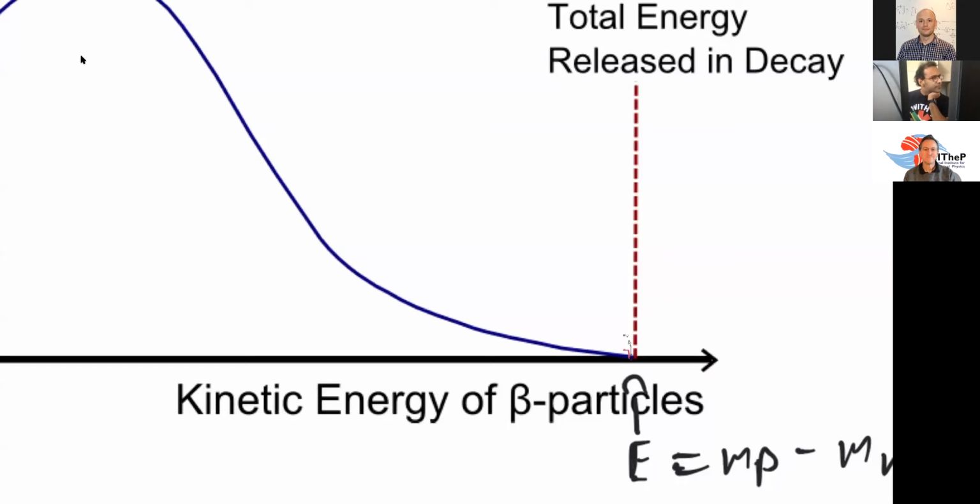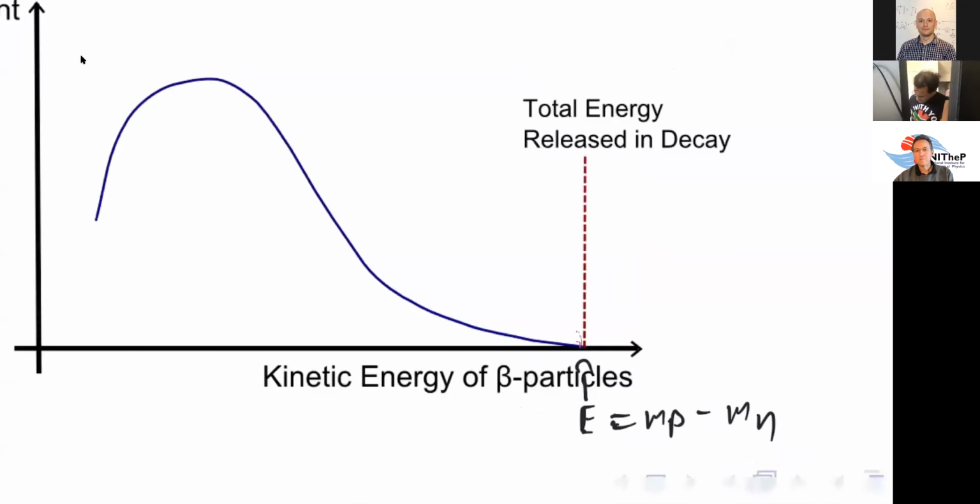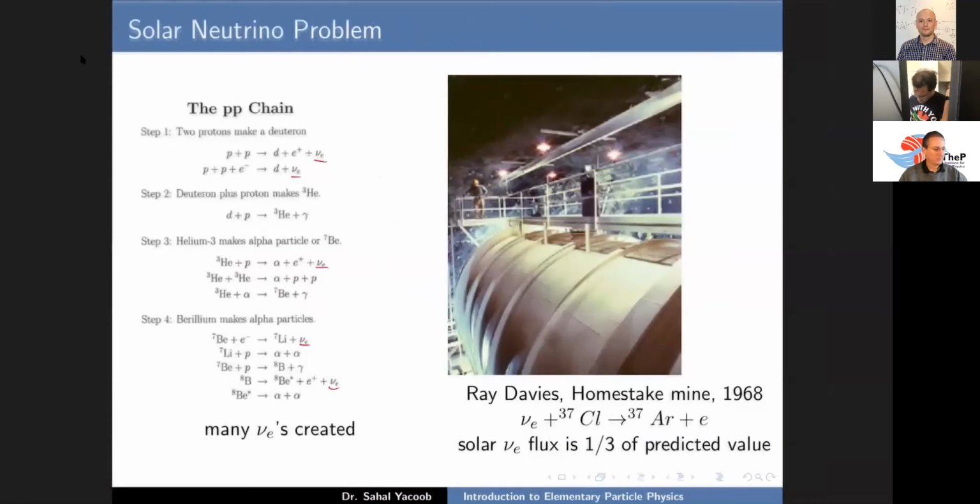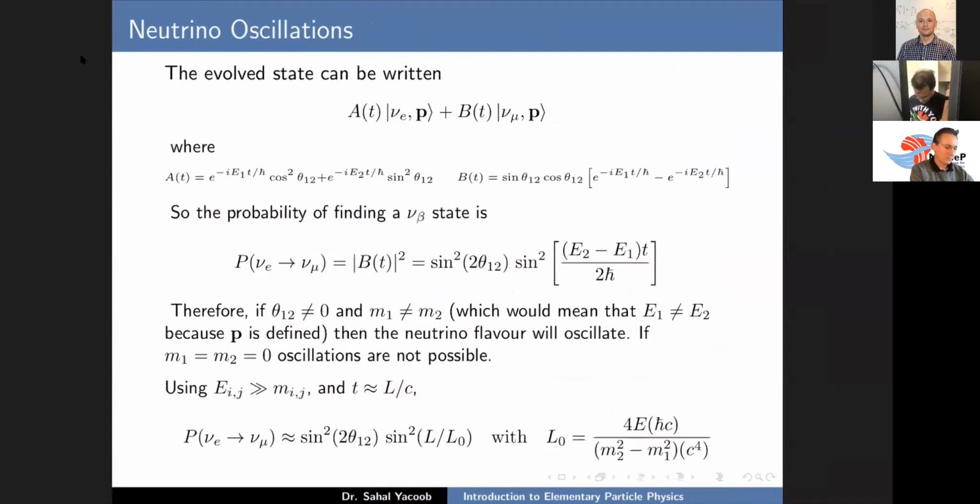Okay. Can you please clarify why the oscillations of neutrinos implies the existence of their mass? Can you please repeat it? Yes. So let me find the right slide. Here we go.